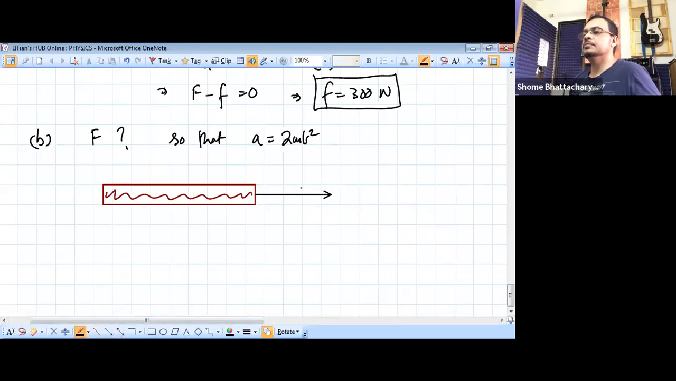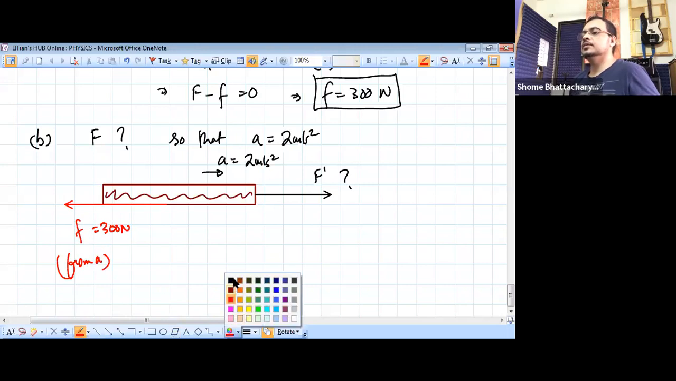So let's say F prime instead of F, so that it now has an acceleration. It is not 0, but rather 2 meters per second squared. But in the meantime, the resistive force, the friction the ground is applying, will remain the same. So this friction will be equal to 300 newtons. From part A, we have understood that.